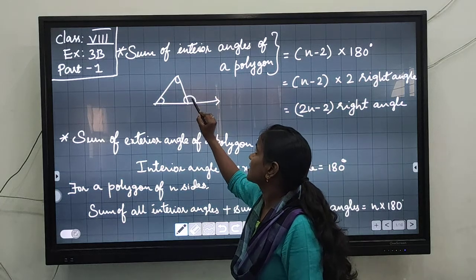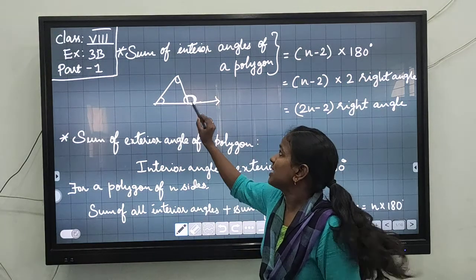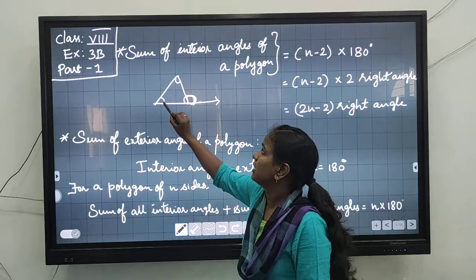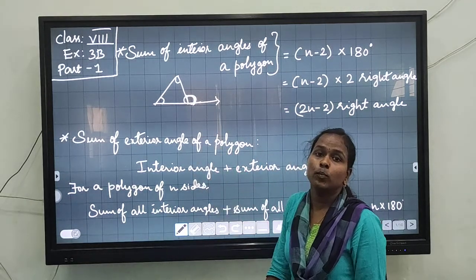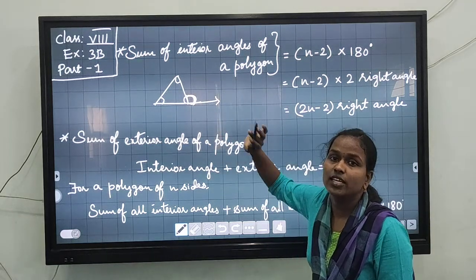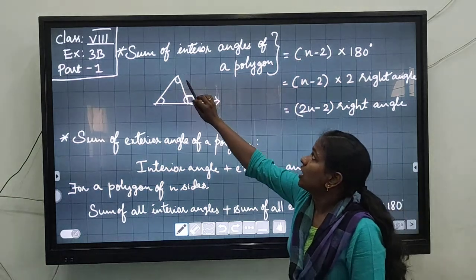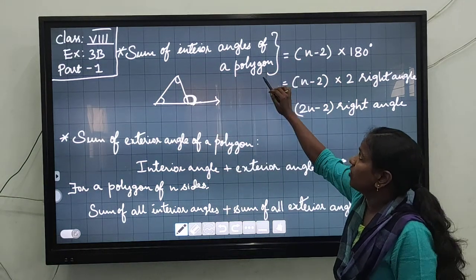See here, this angle is coming outside. Only this part is coming outside. So this angle is called an exterior angle. The angles which are coming inside the polygon are called interior angles. The angles which are coming outside are called exterior angles. Okay. Then sum of interior angles of a polygon.